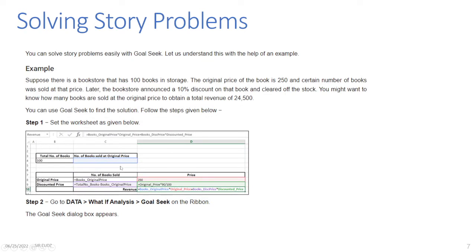Solving story problems. You can solve story problems easily with Goal Seek. Let us understand this with the help of an example. Suppose there is a bookstore that has 100 books in storage. So we have here total number of books, 100. The original price of the book is 250.